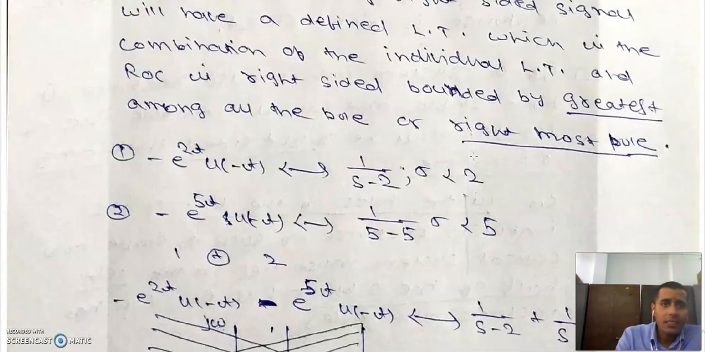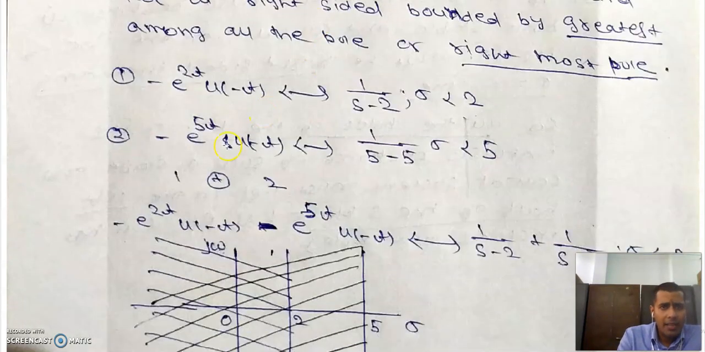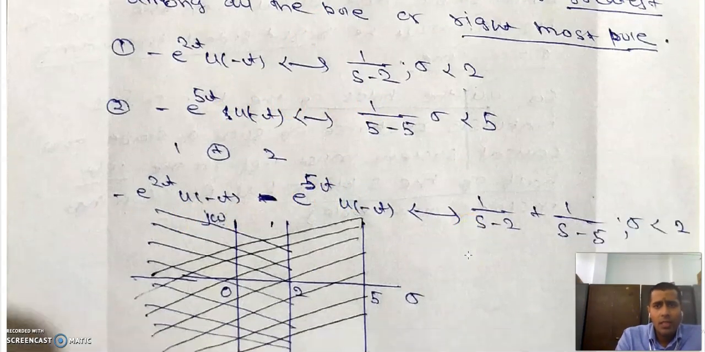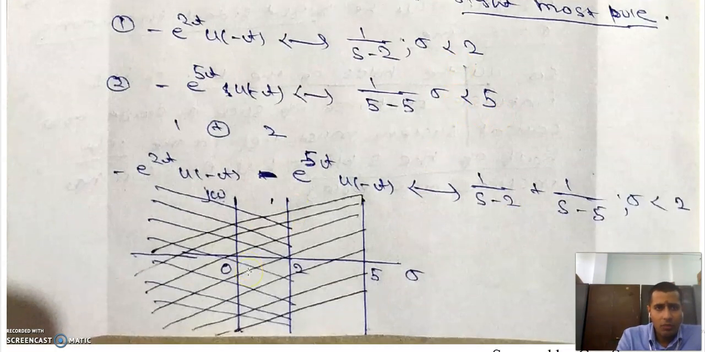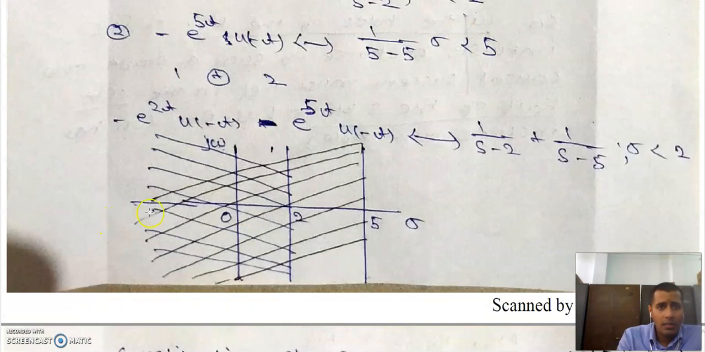Okay. Now second, this one is a left-sided signal, and its Laplace transform is this one. For this one, we get this. So here the Laplace transform is this, and the ROC is sigma less than 2 and sigma less than 5, as will be seen from the graph. Here the common area is less than 2, so its ROC will be sigma less than 2.